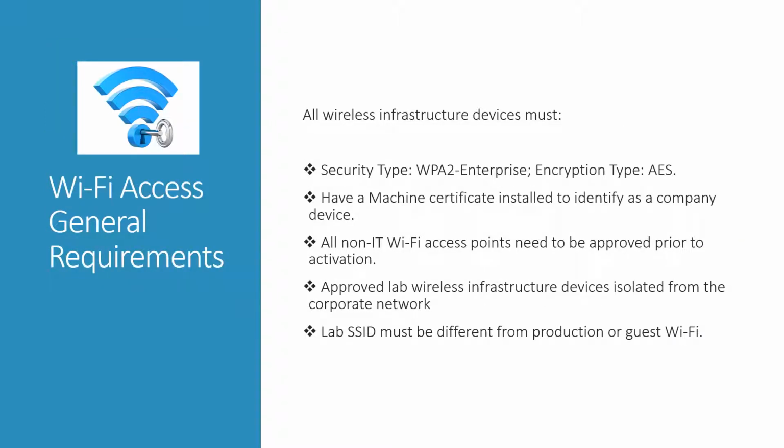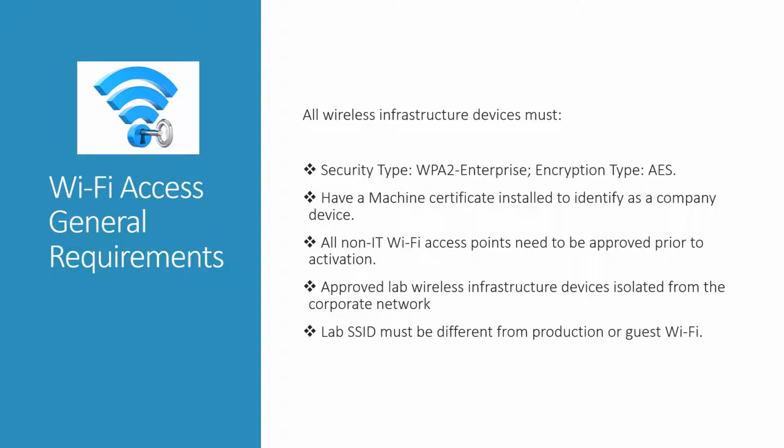Next one is Wi-Fi access general requirements. I want to give you a brief overview of the different Wi-Fi networks we had. There is a lab Wi-Fi, which is basically used for testing and development. And there is guest Wi-Fi, which is for visitors. And there is corporate Wi-Fi, where you can access the corporate network.